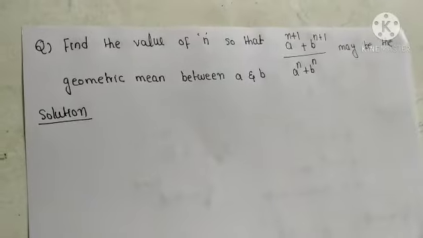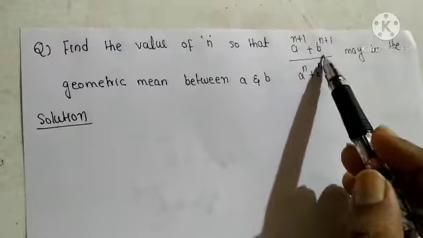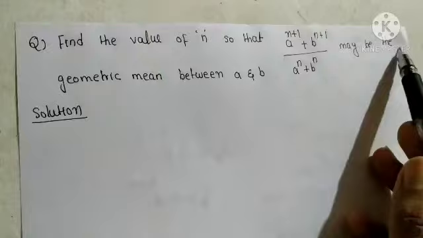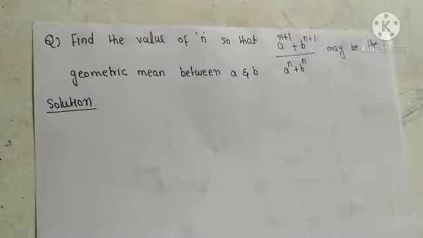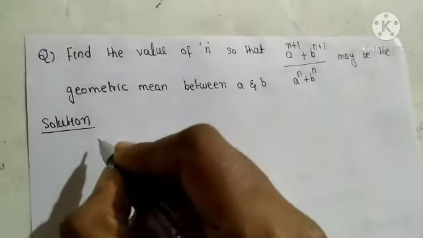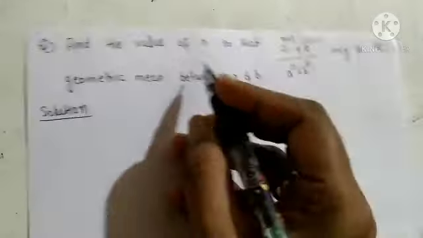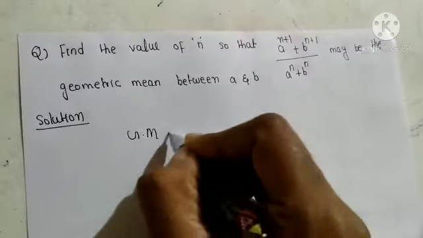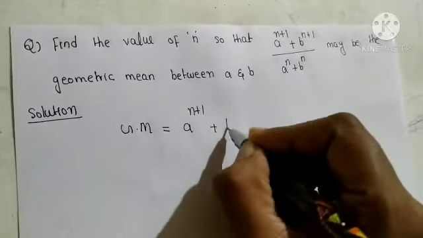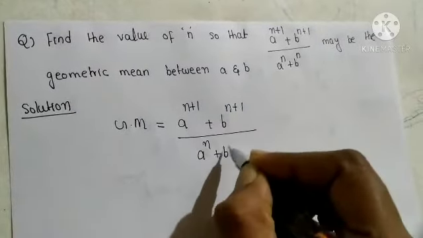This is our next question. Find the value of n so that a raised to n plus 1 plus b raised to n plus 1, whole divided by a raised to n plus b raised to n, may be the geometric mean between a and b. Okay, so let's start the solution of this question. Given that geometric mean between a and b is equal to a raised to n plus 1 plus b raised to n plus 1 divided by a raised to n plus b raised to n.